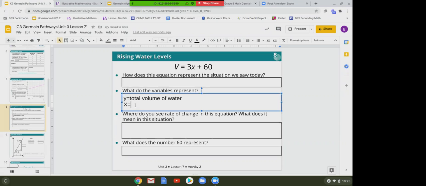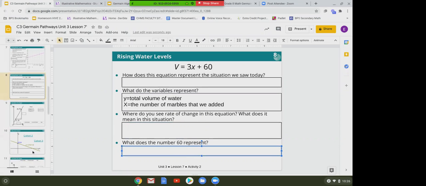And x represented the number of what? Nice job, Avery. The number of marbles that we added. Very good. The number of marbles that we added to this cylinder. Okay, so we talked about what that rate of change was on the last slide and what that 60 represented on this last slide as well. So we don't need to do these 2 boxes right here.